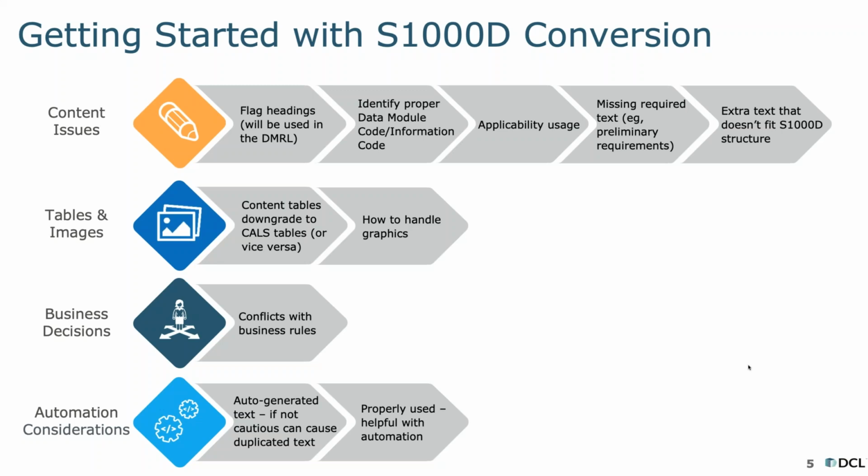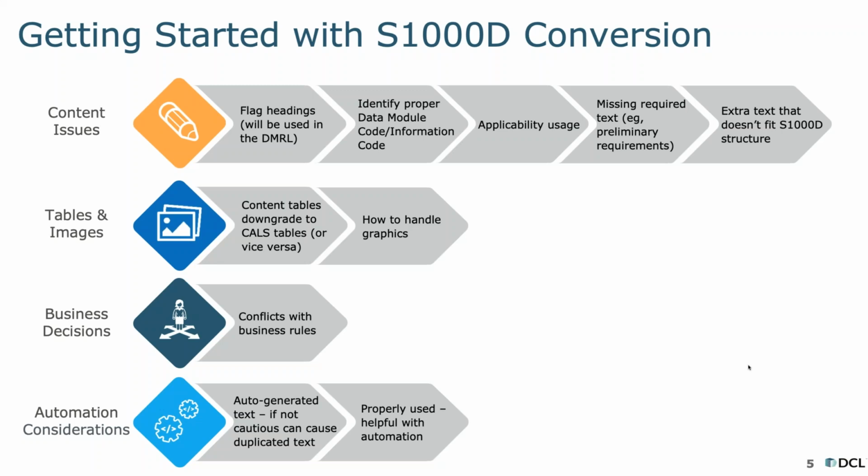So the last item on the slide is automation consideration. It does relate a bit to business rules, but it can also be a standalone topic. Some of the legacy data is not required to be migrated because the style sheet can auto-generate the text. So for example, you may not need the title procedure if you tag the entire data set as a procedural data module.